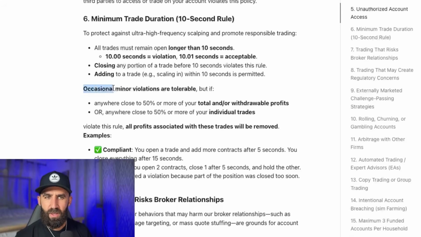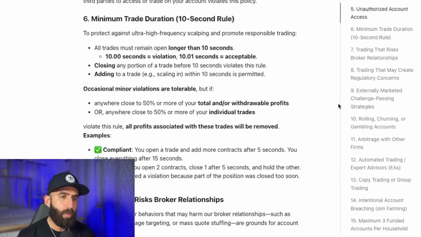Not a hard breach. They tell you occasional minor violations are tolerable, but if anywhere close to 50% or more of your total and/or withdrawable profits, or anywhere close to 50% or more of your individual trades violate the rule, all profits associated with those trades are going to be removed.